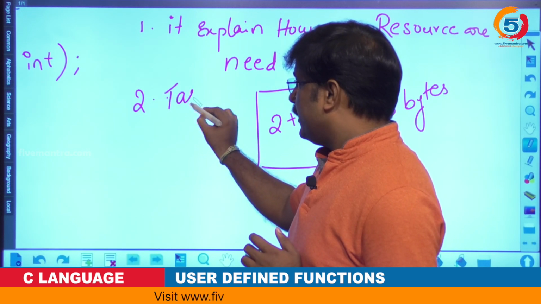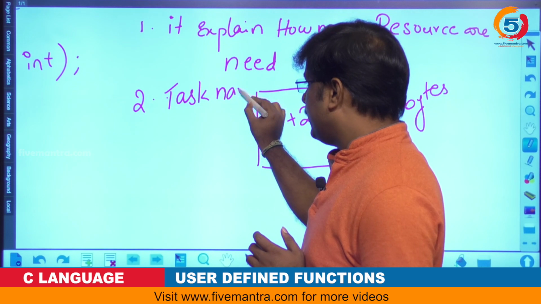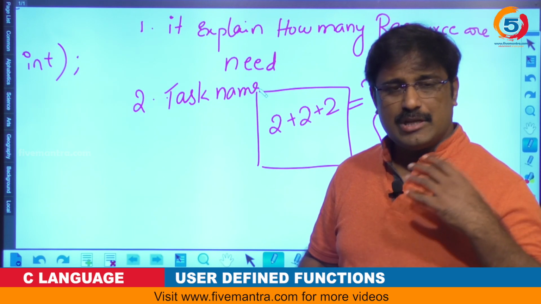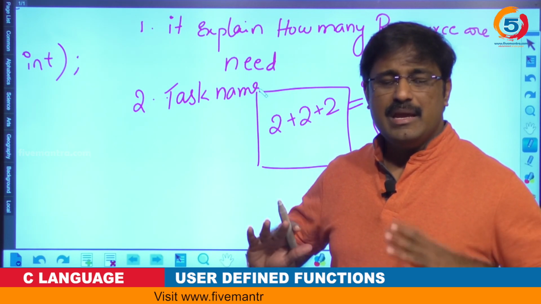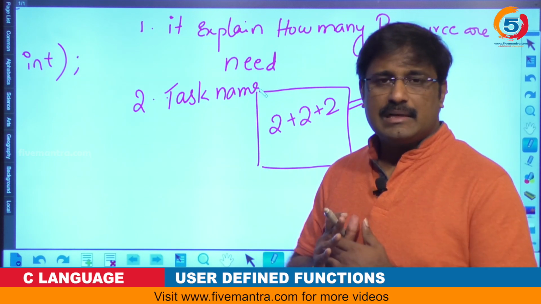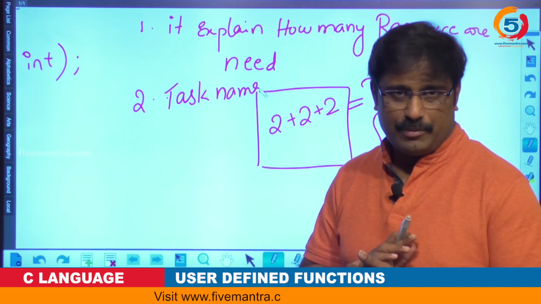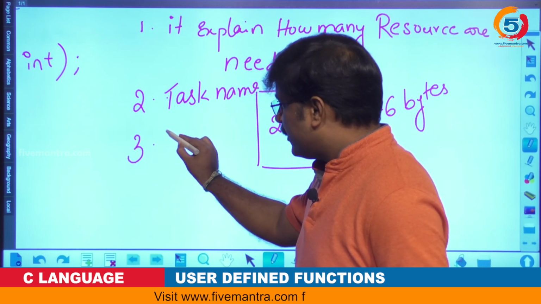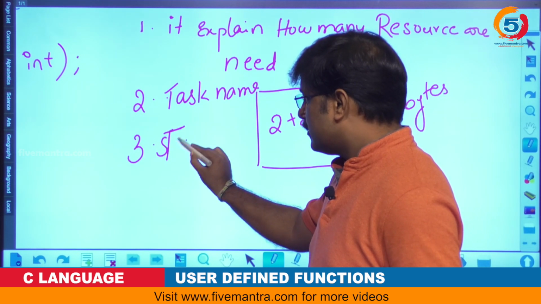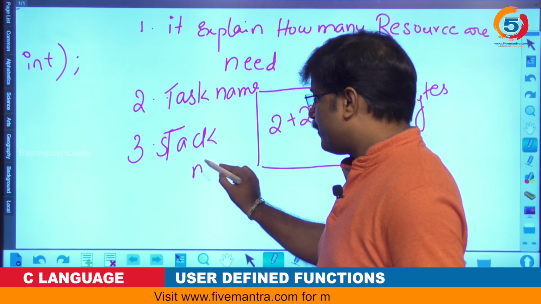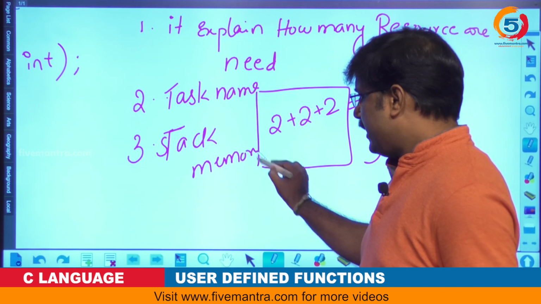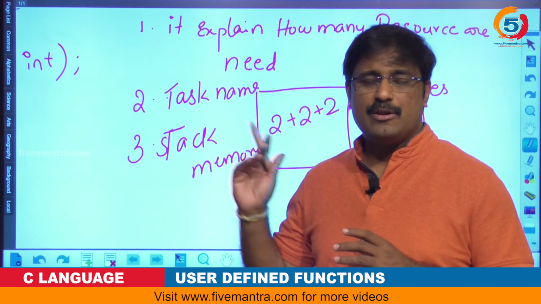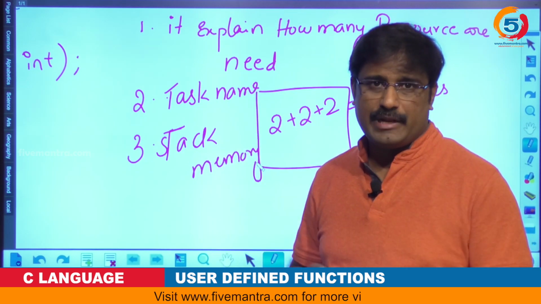The task name also it will get. Task name means what is the task you are implementing, what is the input for that, and what is the output for that. The total information will be given to the compiler with the help of the prototype. And what it will do is it will allocate three important ones, starting with stack memory. Stack memory will be allocated by the compiler with the help of the prototype declaration.